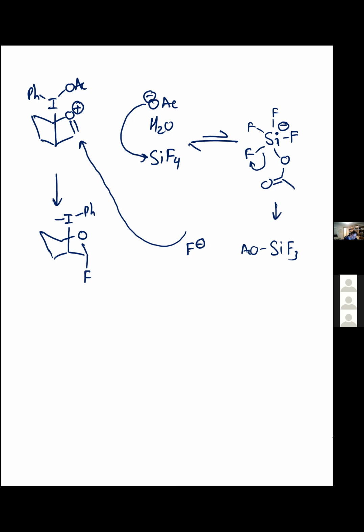Now, this is speculation. The paper and every single book and textbook I can find says, well, they don't draw any of what I've just drawn. They just draw, this goes directly to the product. That makes no sense. So they really skip over this step. But I think this is a very traditional sigmatropic rearrangement.